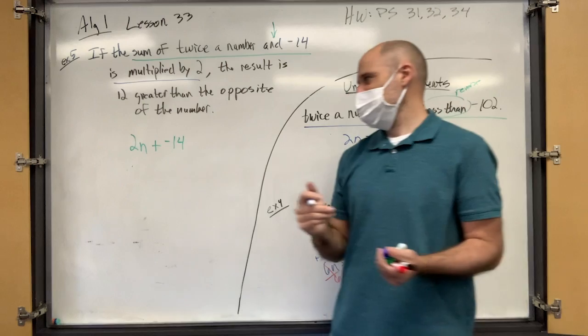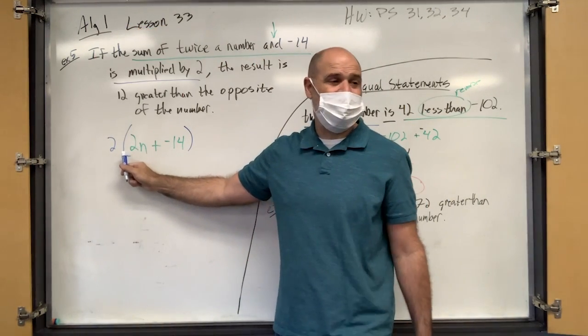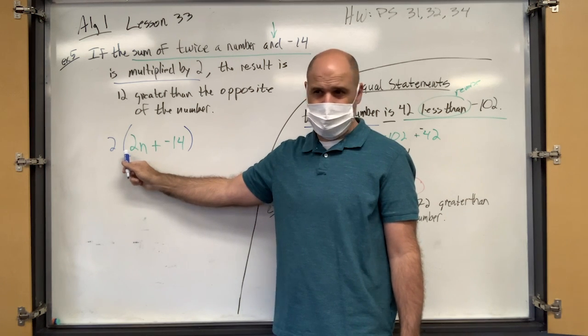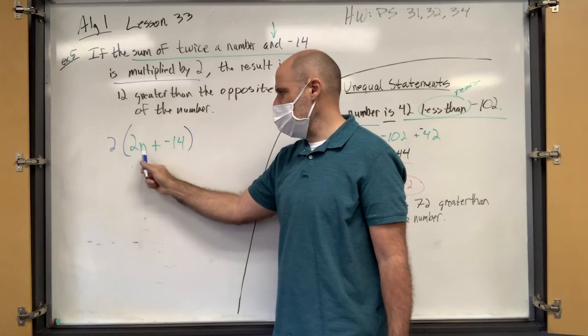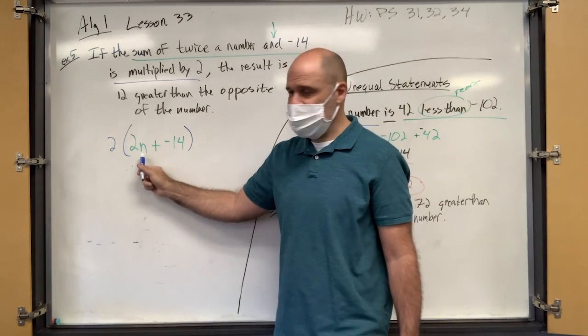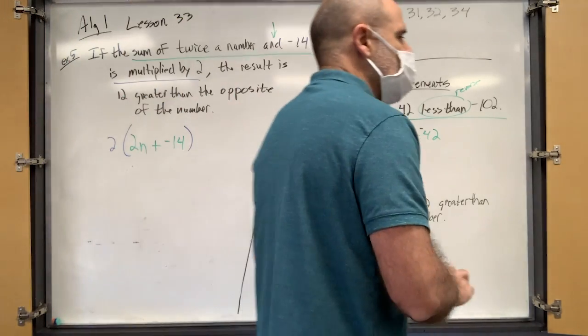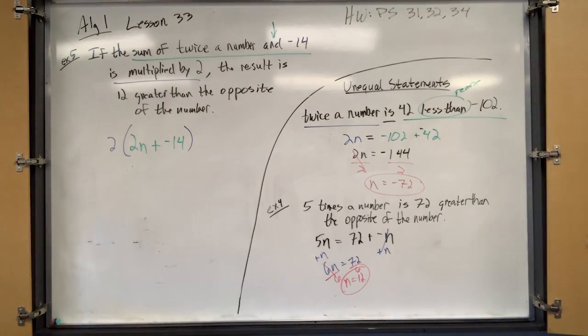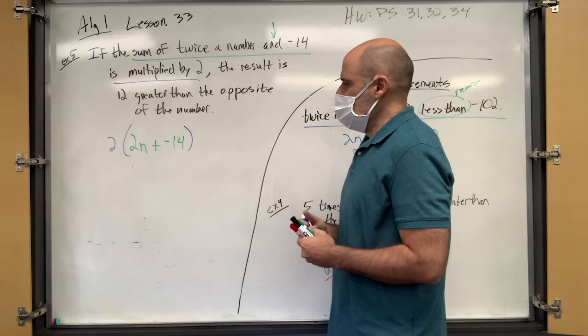Parentheses. Parentheses, that's right. So if you just put a 2 in front without parentheses, what are you multiplying? Just 2 times 2n. You're not multiplying by the sum, you're just multiplying by part of the sum. Okay? So make sure you put parentheses in there. So most of the time, you might just have the sum of something and something is whatever. But a lot of times you'll see like 5 times the sum of a number and 6 or something. Okay? So when you're multiplying by the sum, you need parentheses.